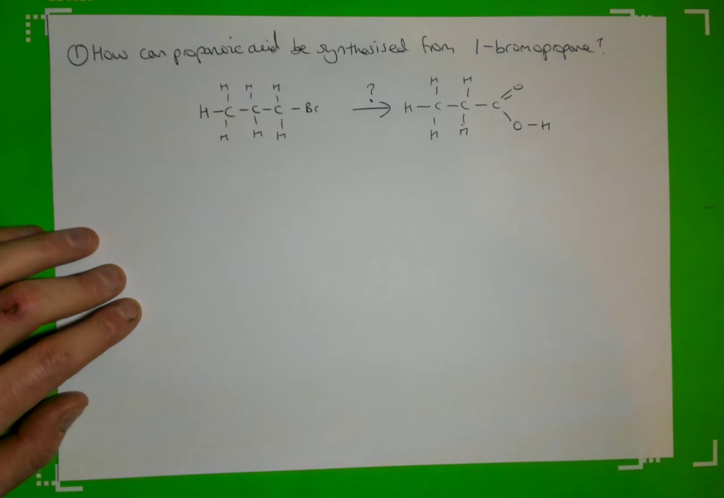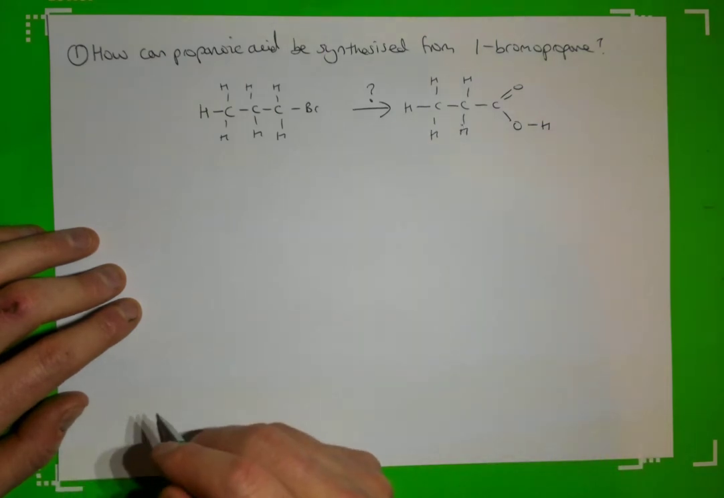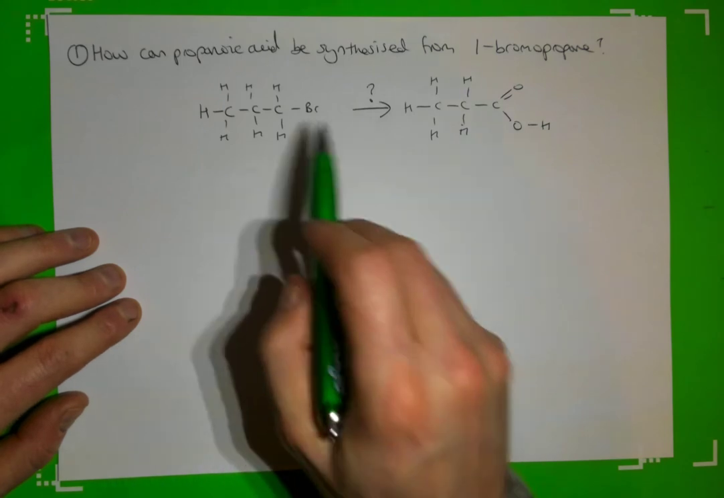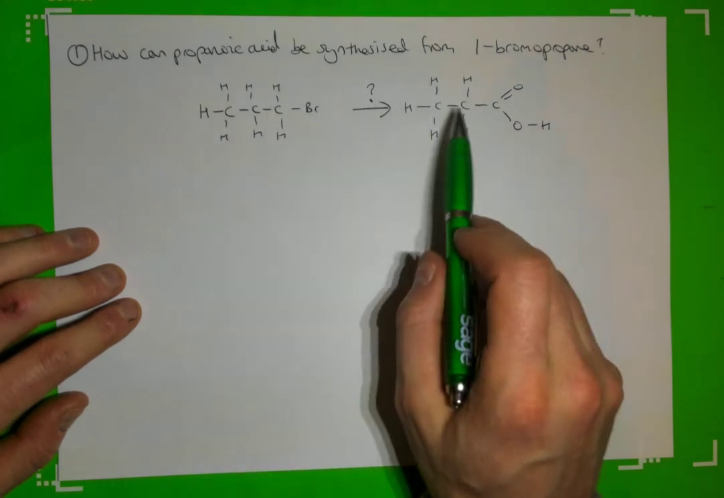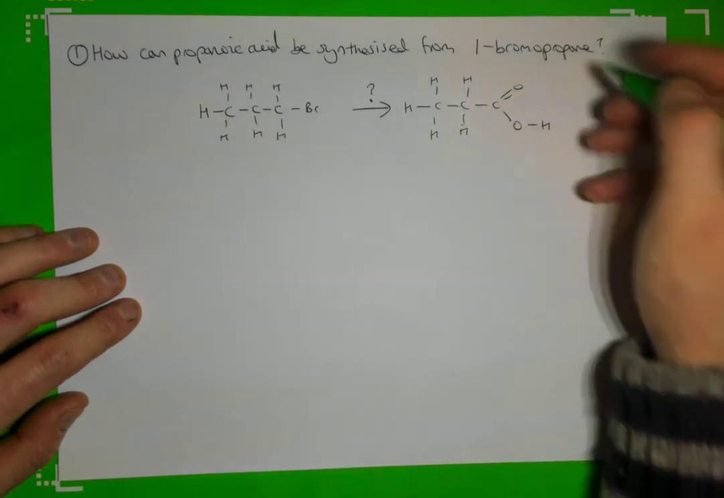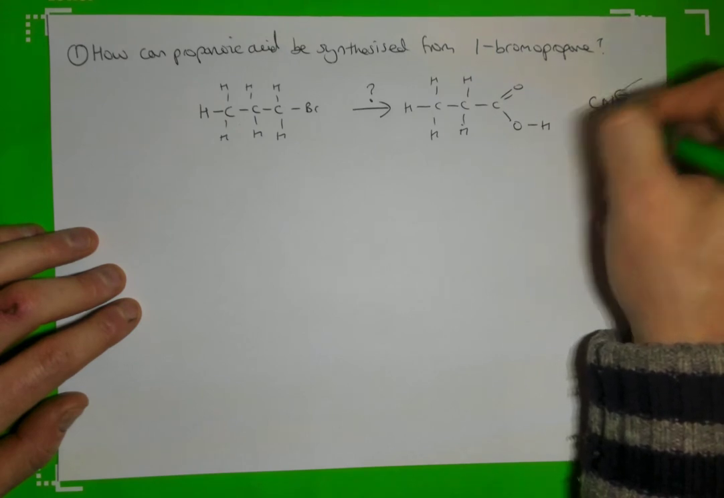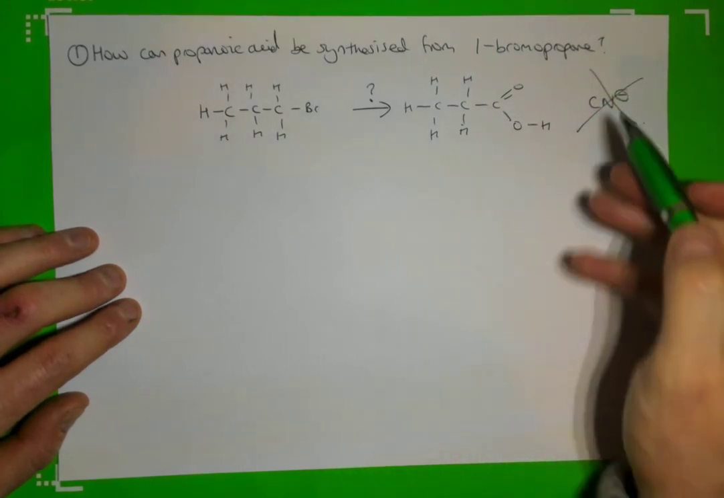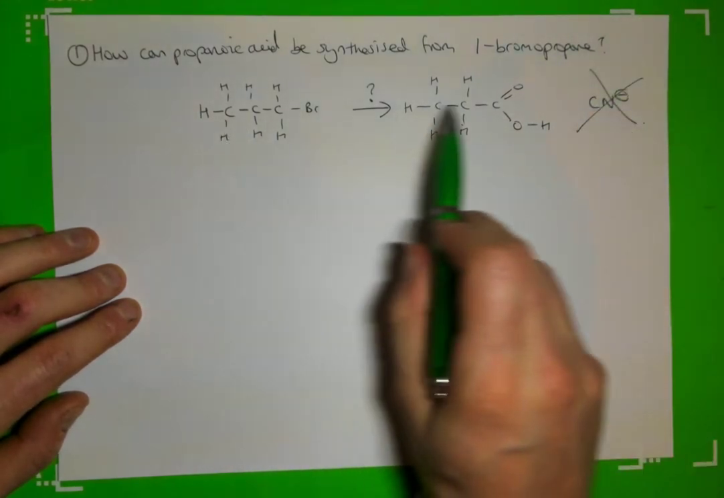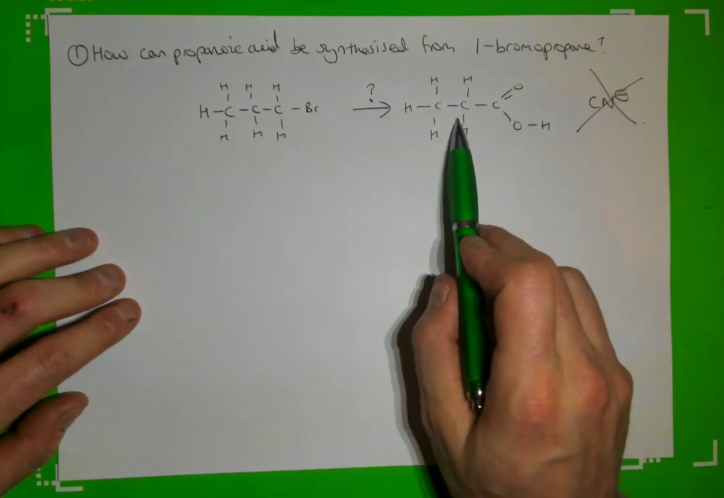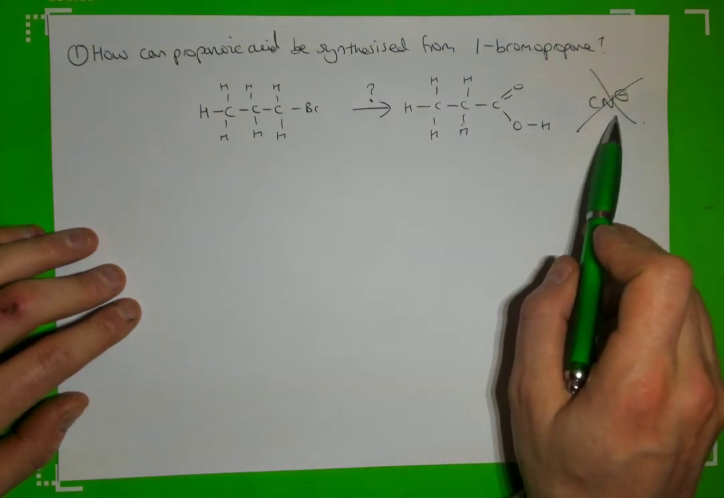Both the starting material and the target here have the same number of carbon atoms, so no alteration of the carbon skeleton is needed. Therefore, I'm not going to need CN-, that's definite. That's the first thing I'm going to look at: whether I'm going to increase the carbon chain, because if that's the case, I would need CN-.